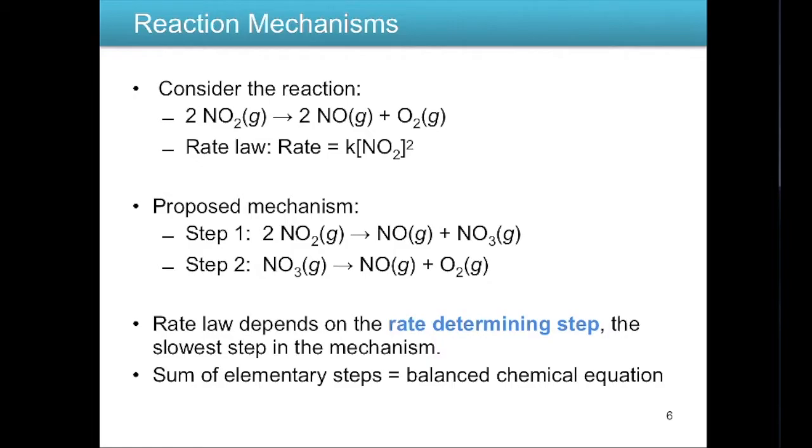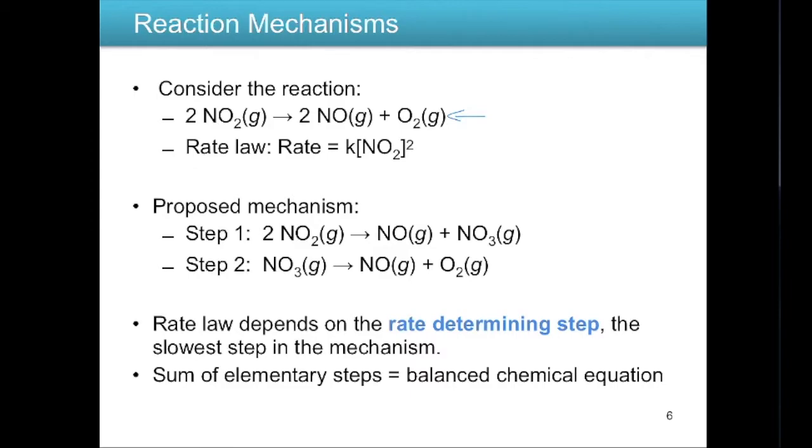But this is an overall reaction up top, and if we were to propose a mechanism by which this reaction occurs, we could break that up into 2 steps. So we have step 1 and step 2 below. Now, one thing about the rate law is that it must relate to one of the elementary steps.